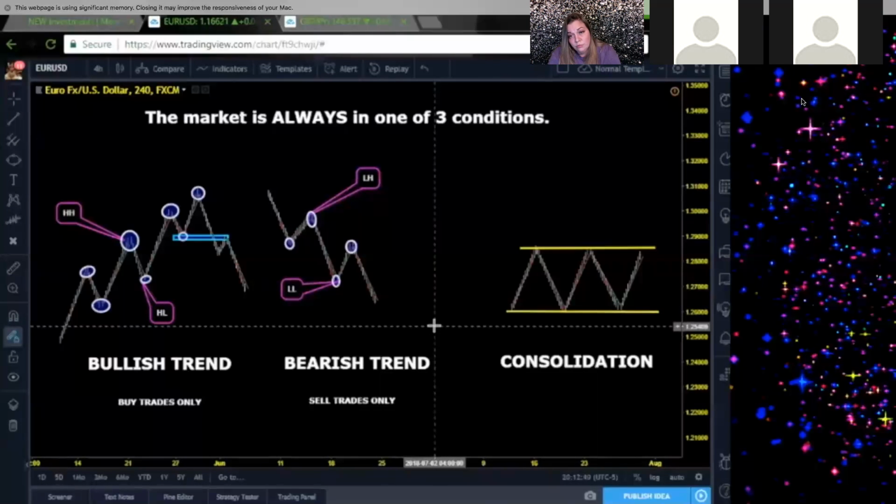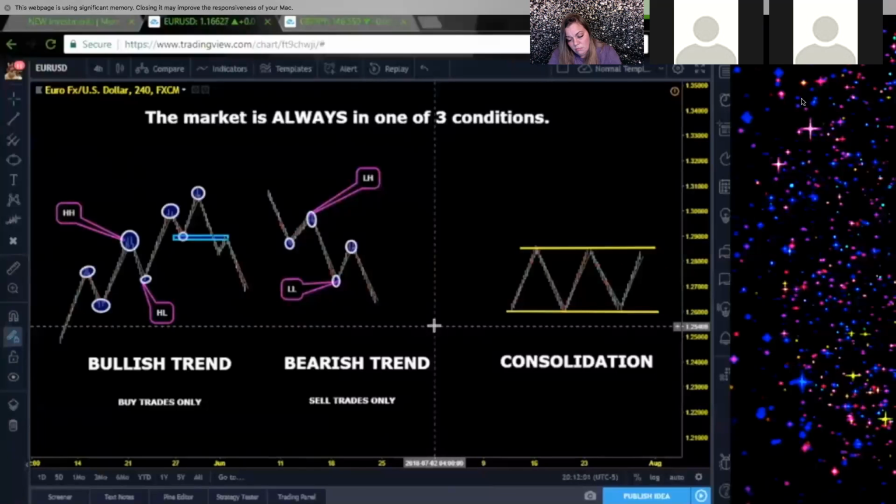Guys, I have made so much money off of simply asking people what their bias was on a pair and just taking the opposite trade. I kid you not, I've made a lot of money. It's called retail counter trading, and there's a lot of money to be made from it because guess what, guys? That's what these institutions are doing.